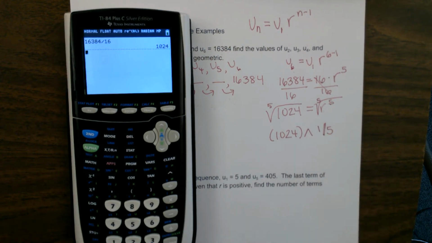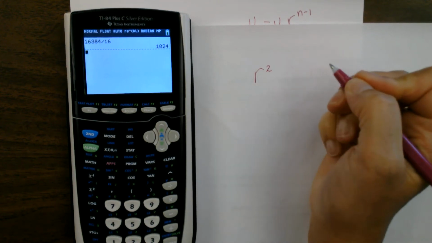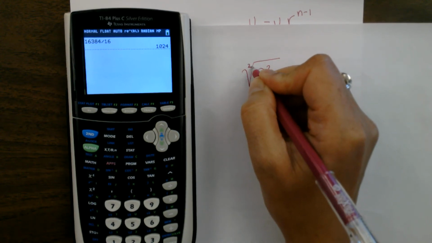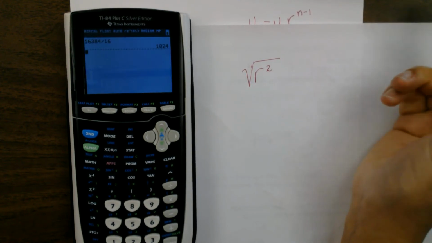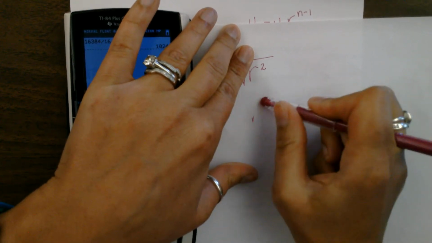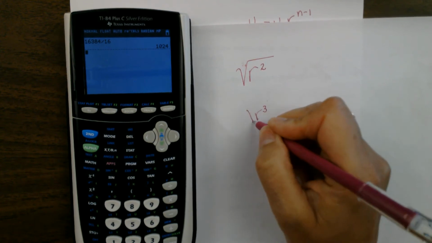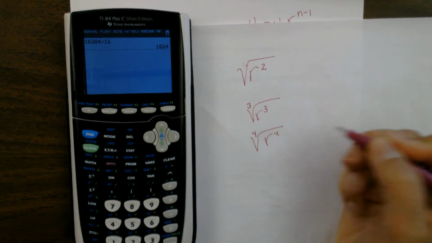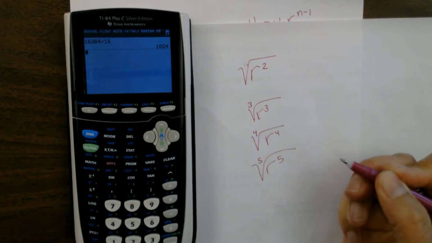Just a little side note here. Let's say we have r squared. In order to undo r squared, we would take the square root. We usually don't write the 2 there; you're used to seeing it just as a square root. In order to undo r cubed, or r to the 3rd, we take the cube root. In order to undo r to the 4th, we take the 4th root. In order to undo r to the 5th, we take the 5th root.